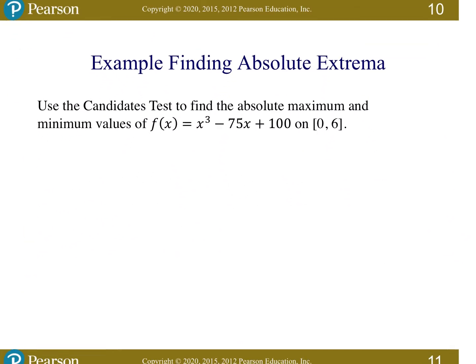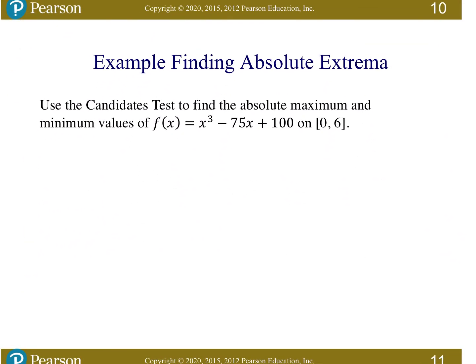All right, so let's actually practice this. Use the candidates test to find the absolute maximum and minimum for this equation. So step number 1, always check your endpoints first. My endpoints are 0 and 6 according to the interval. So I want to plug 0 into the equation, and I want to plug 6 into the equation. You probably don't want to do this math mentally, so grab your calculators so that we can plug these numbers in a little bit more easily.